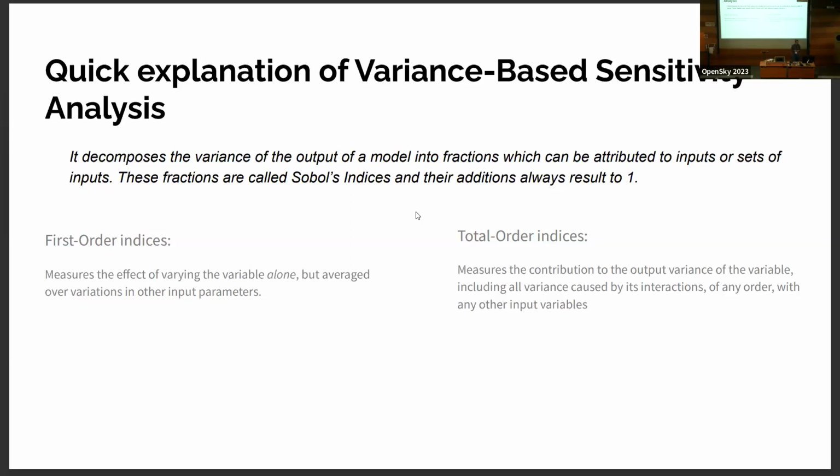So there are 2 orders, which is what we used for this: the first order index and the total order index. The first order measures the effect of varying the variable alone by itself, which is then averaged over the variation of the whole model. And then there is the total order, which is not only the variance of the input, but also the variance caused by interactions with the other variables, and then it's also averaged over the variation of the model.